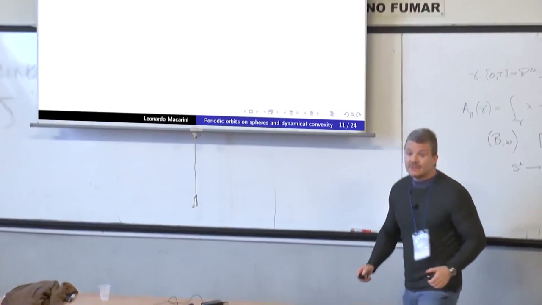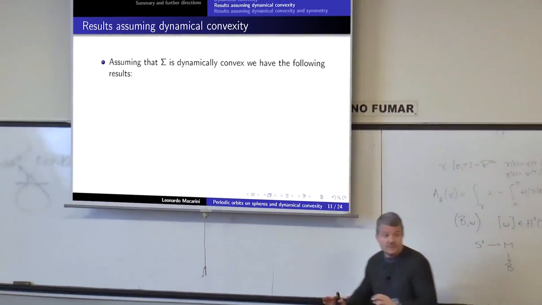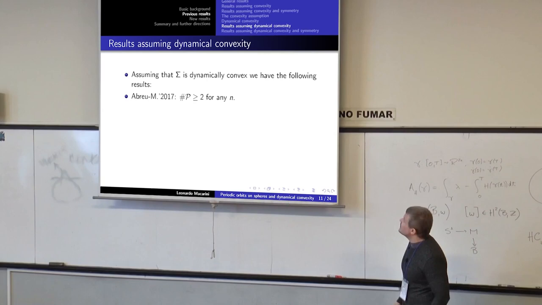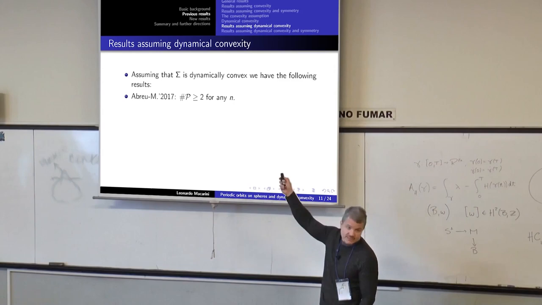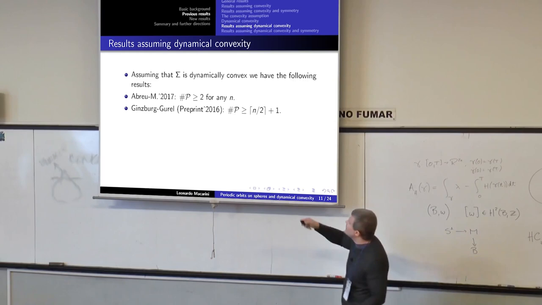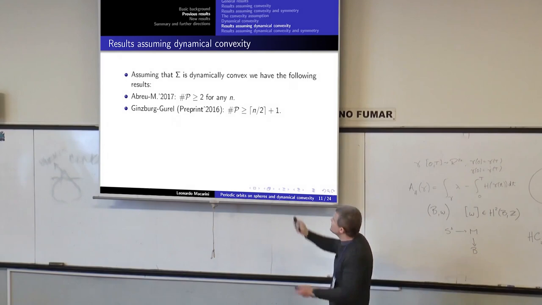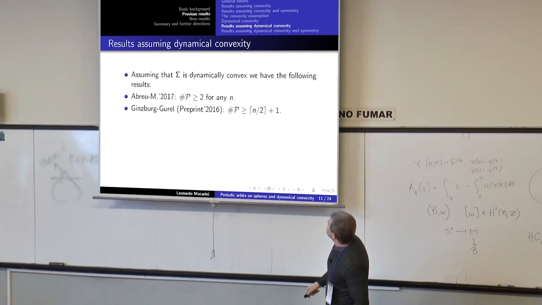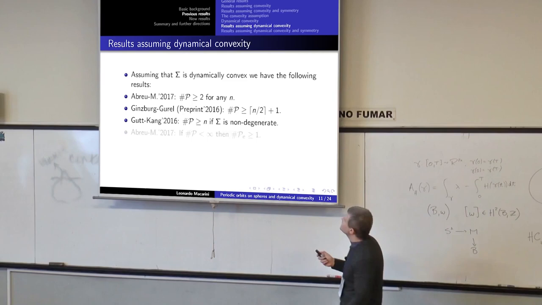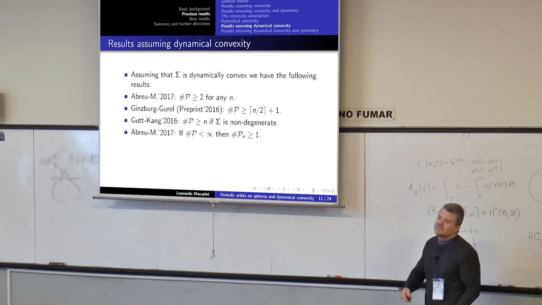So now assume that sigma is dynamically convex, which is a symplectic condition. What are the results for the lower bound of periodic orbits? The first one is a joint work with Miguel Abreu. We proved that you have at least two periodic orbits in any dimension. It was published in 2007, last year. And there is another result, which is a generalization of the previous result in the convex case, due to Ginzburg-Gurel. The preprint appeared two years ago, but after my work with Miguel Abreu. They proved that you have at least the ceiling of n over 2, plus 1. And Gutt-Kamp proved that in the non-degenerate case you have at least n periodic orbits. And with Abreu, we prove, as in the convex case, that if you have finitely many, then you have at least one elliptic periodic orbit.